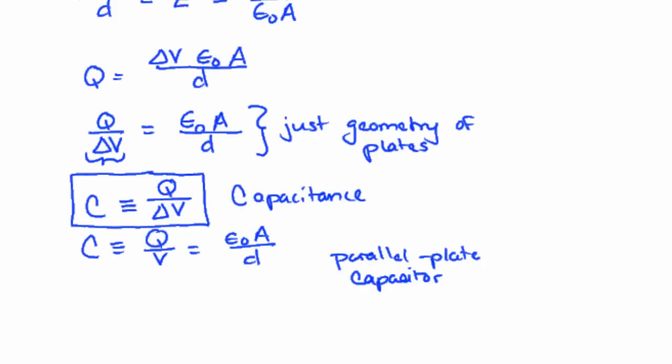The unit of capacitance is a farad. 1 farad is often written as a capital F, and that's defined as 1 coulomb per volt.